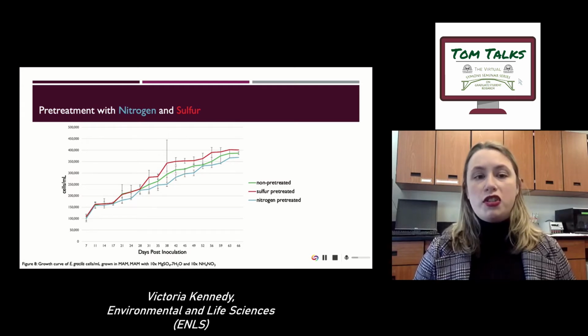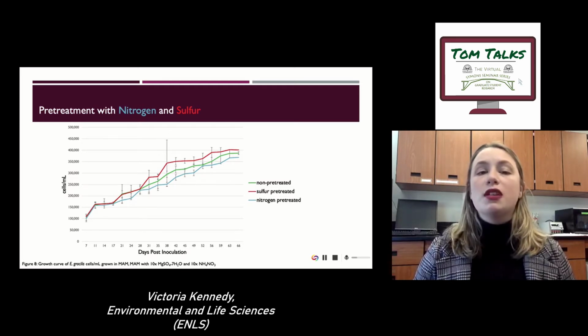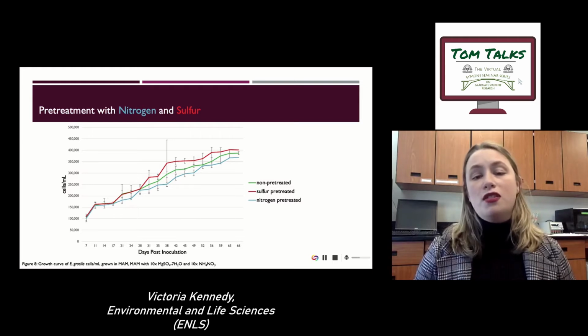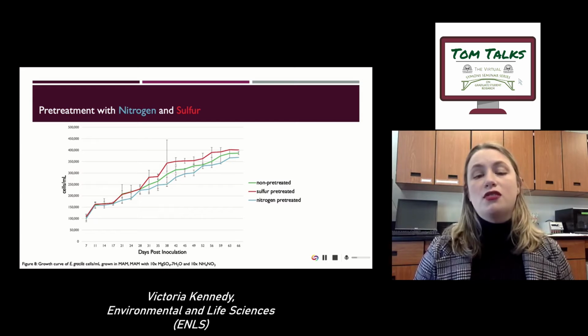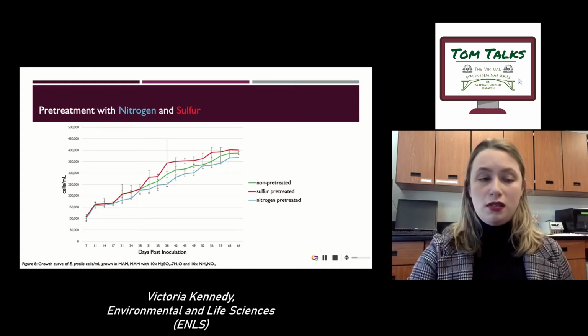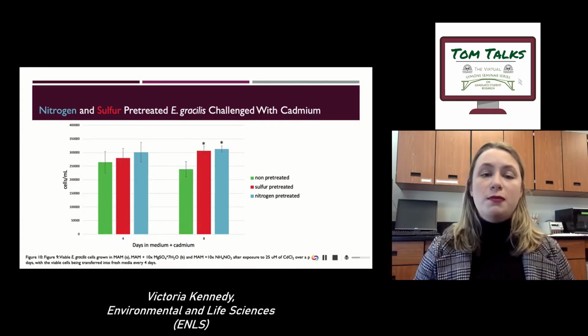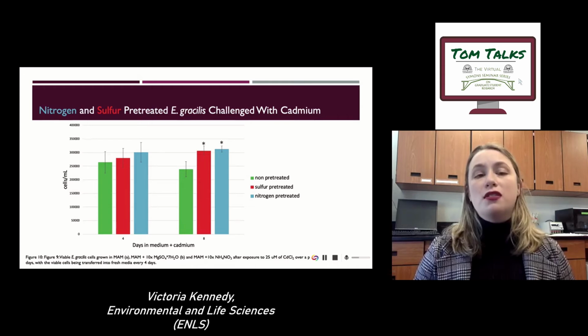Once I had the concentrations figured out, I needed to figure out long-term if there was going to be any effect on overall growth of my pre-treated cells compared back to my non-pre-treated. So over 66 days, I grew non-pre-treated, sulfur pre-treated, and nitrogen pre-treated Euglena gracilis cells and assessed the overall cell concentration every couple of days. What I found was that over that period of 66 days, there was no real difference in growth of my non-pre-treated cells when compared to my pre-treated cells, showing my pretreatment really didn't affect the growth of the cells in any way.